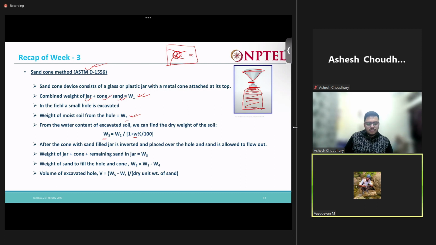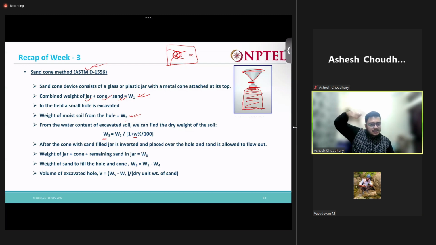It depends on the size of the hole that we have made in the ground, and also on the size of the cone, right? That much amount of sand will come out.